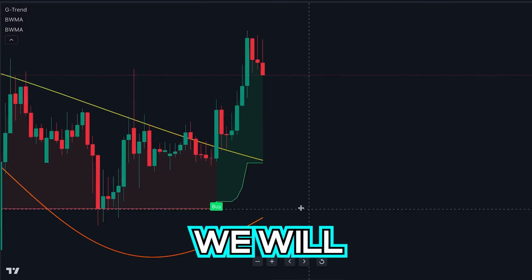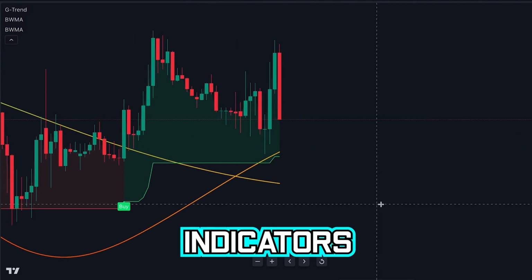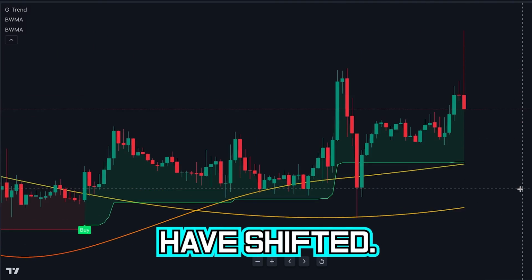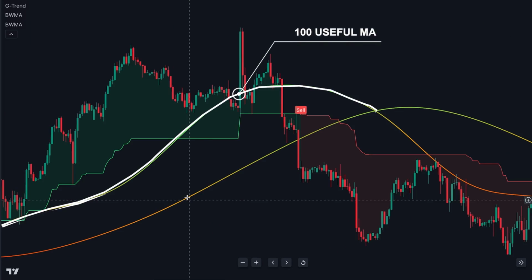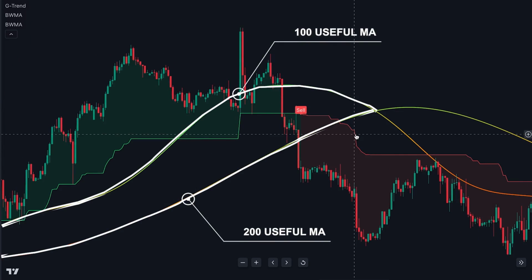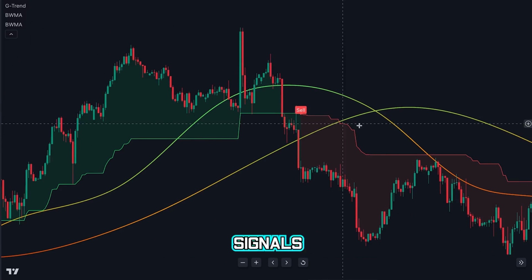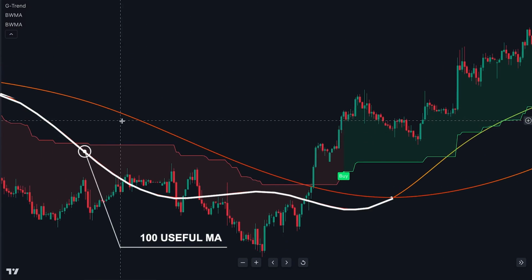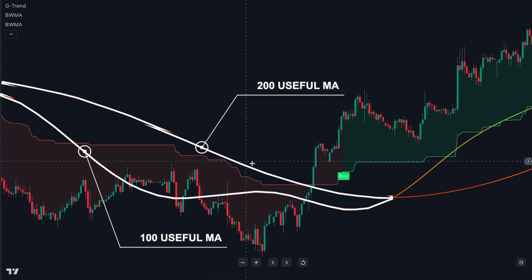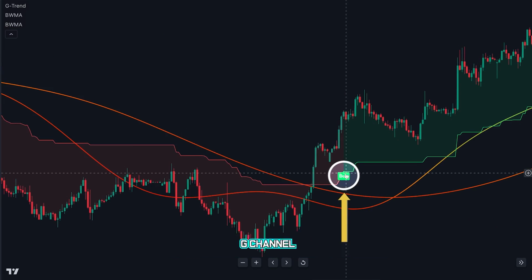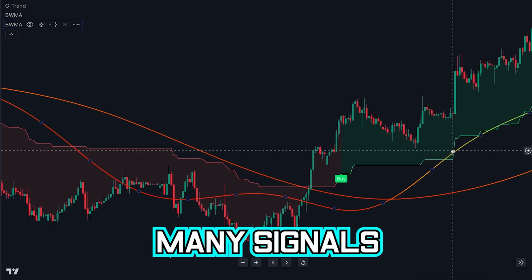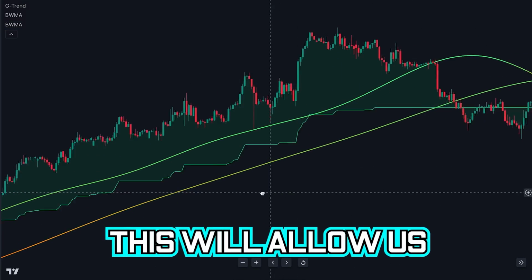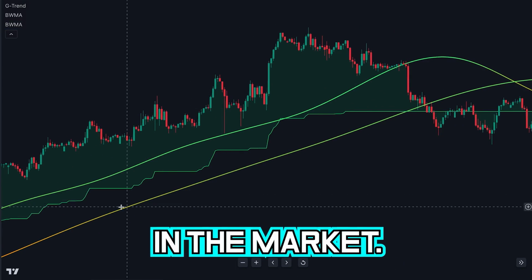Great! The new indicators added to the chart will be used to serve as a way to filter out bad signals. We will be using the combination of these indicators to catch trend changes at the earliest point before all the indicators have shifted. If the 100 useful MA is above the 200, indicating a bullish market, we will only take bearish signals from the G channel indicator. And if the 100 useful MA is below the 200, we will only take bullish signals. Given that the G channel indicator does not print many signals, and when it does print a signal it holds the trade for very long, this will allow us to catch extremely large moves in the market.